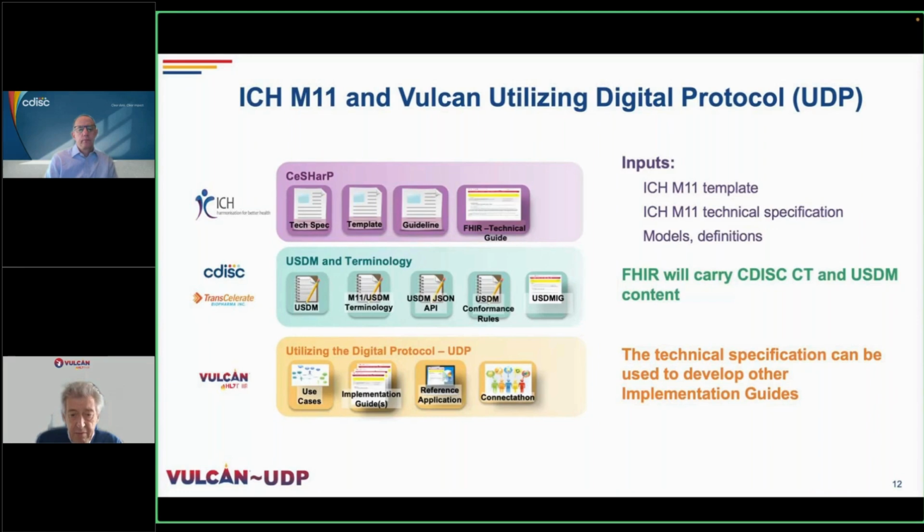So as part of that process, about 18 months ago, ICH came to Vulcan and said, well, we can see that in the long term, we're going to need a FHIR implementation guide for what we're doing in M11. Can you help us do that, please? And we, of course, said, yes, we're very happy to help with dealing with that, and looked at what their proposal was. And their proposal was really around a single use case, and that single use case was the sponsor to regulator use case.